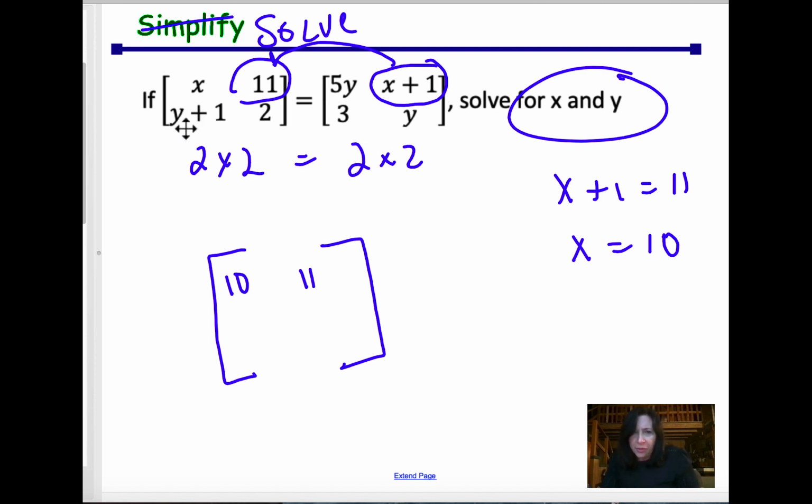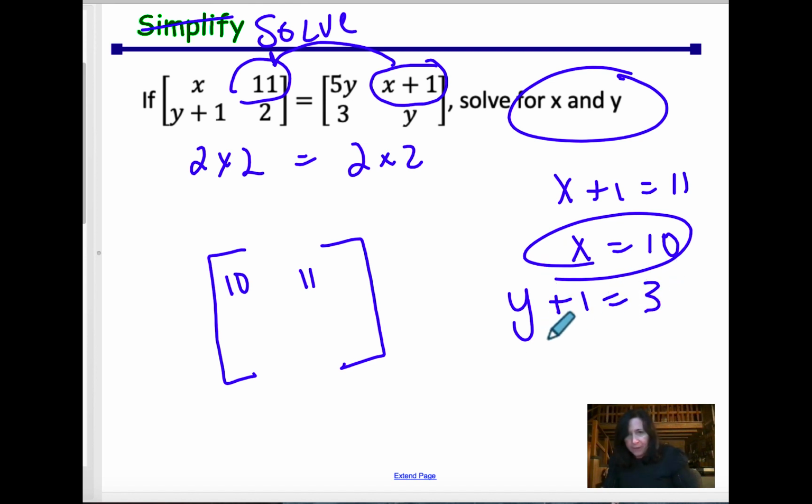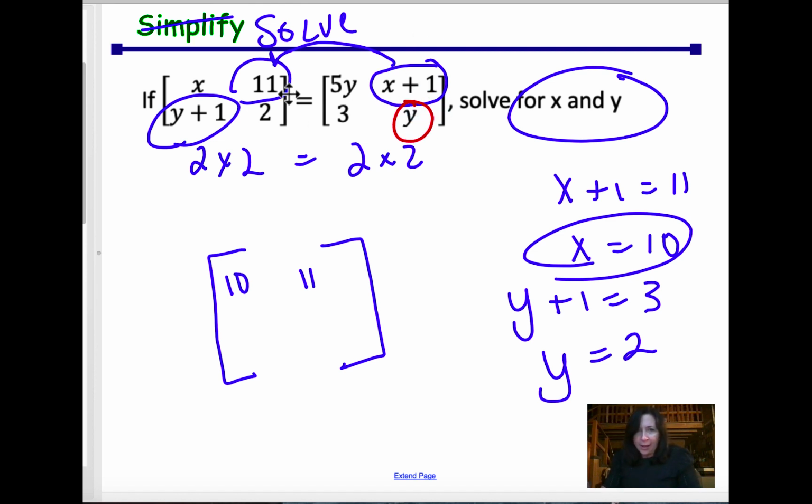We know that y plus 1, so we have x is 10. So we know y plus 1 equals 3. So y equals negative 1, or sorry, if I subtract 1 from both sides, I get what, 2? So this right here is 2. Oh, or obviously, look at this. Y is equal to 2. I could have just seen that right there.